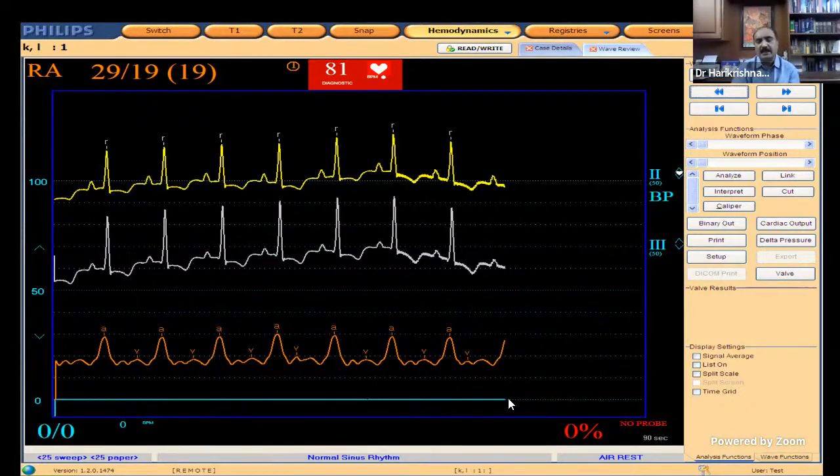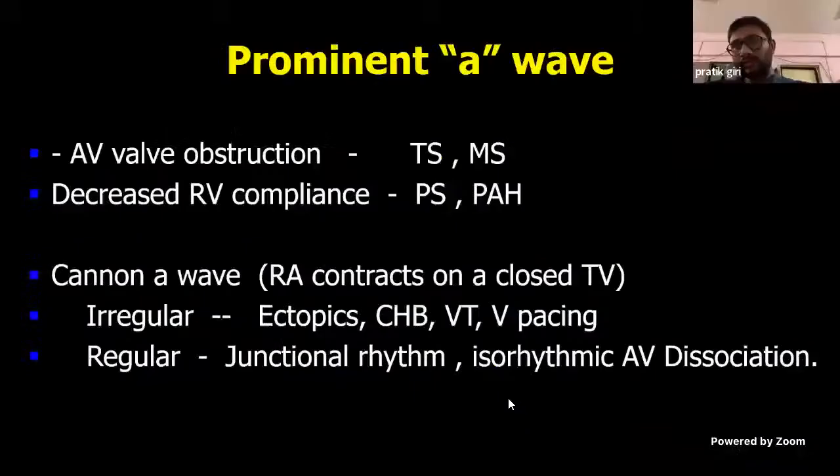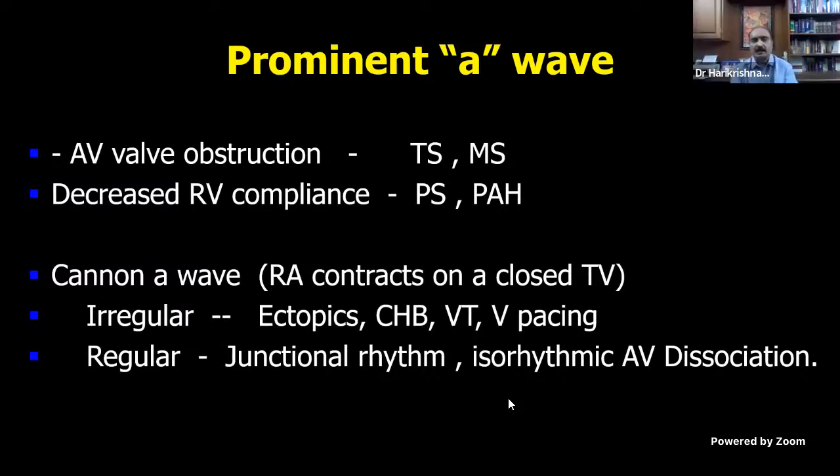So what are the conditions where you will get a large A wave? It can be because of PS, or pulmonary artery hypertension, or most commonly tricuspid stenosis. With RA to RV obstruction, say AV valve obstruction, you can have TS or MS, or a decreased RV compliance, for example PS or RVH or PAH, you can get a prominent A wave. And you can get a cannon A wave when the RA contracts on a closed tricuspid valve.